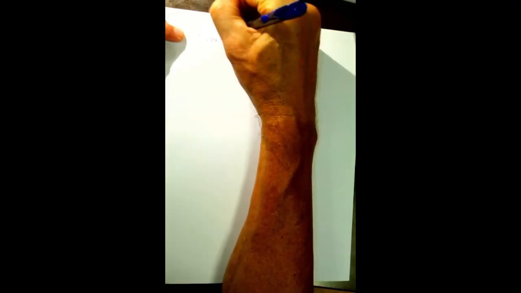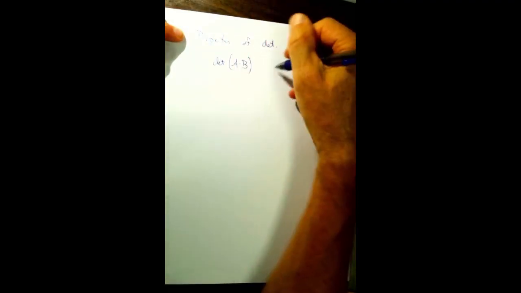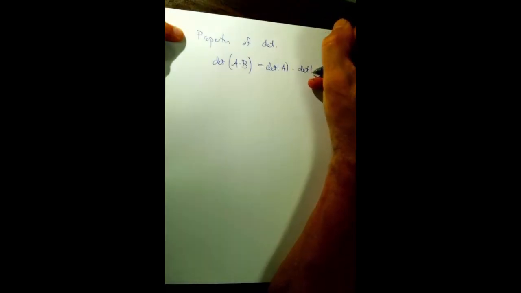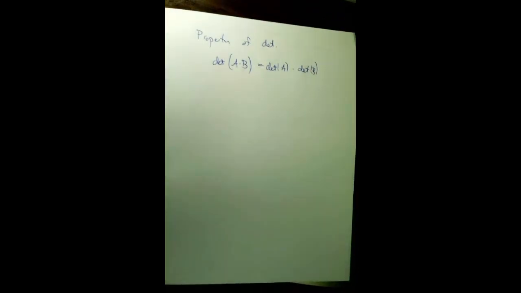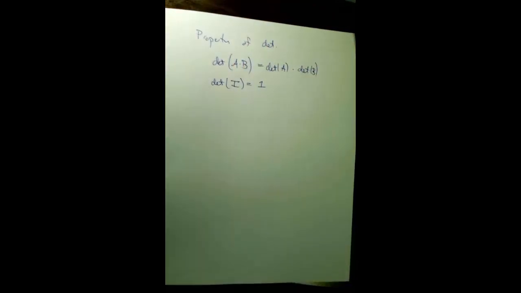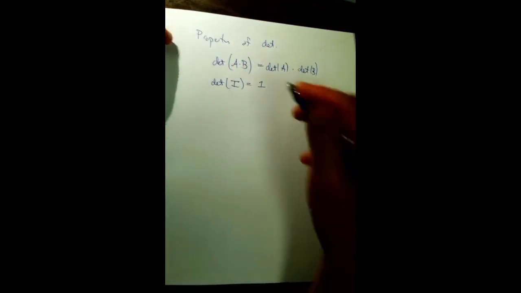There's a couple important properties of determinants. One is if I have a matrix A times B and I take its determinant, it turns out that's the same thing as the determinant of A times the determinant of B. And that immediately gives you a very nice result. You should be able to show that the determinant of an identity matrix is 1. So that'd be a good quiz question.